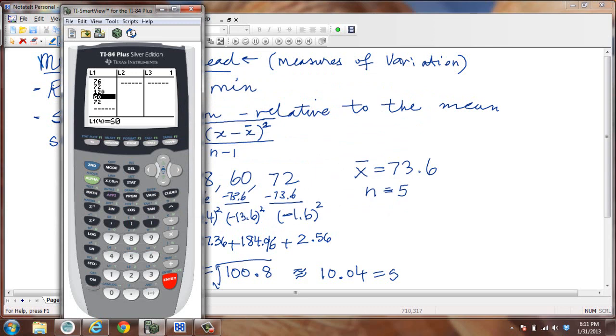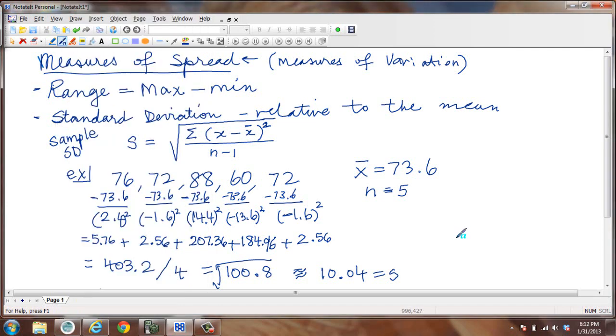So let me go to stat, calc, one variable statistics on L1 again. Hit enter, and wow, now my standard deviation has jumped from 10.04 to 23.15. So that's a huge jump right there, just from changing one point. Instead of it being 88, I made it 120. So my data was more spread out, and the standard deviation will reflect that.